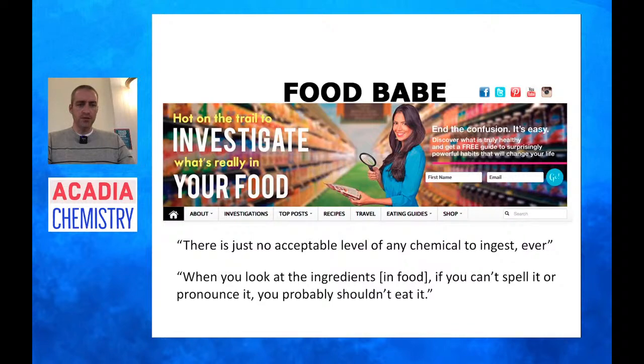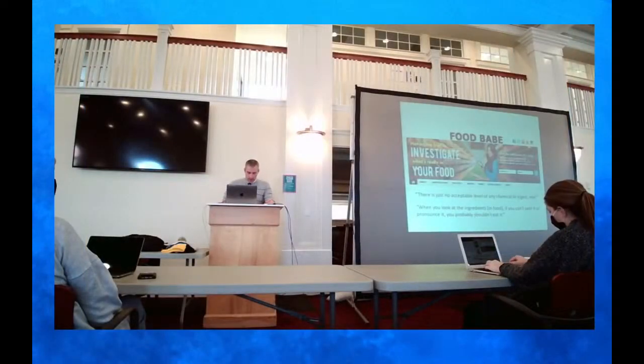The next quote that you see there says, when you look at all the ingredients in food, if you can't spell it or pronounce it, you probably shouldn't eat it. And this is an interesting one because this is one I've seen many, many times. In fact, if you went to the drive-thru at McDonald's in New Minas and looked to your right on your way through, you might have seen this sign. I'll show you, I have a picture of it in just a second.